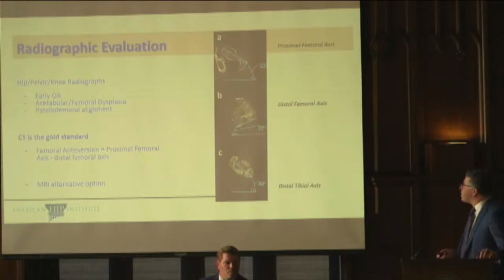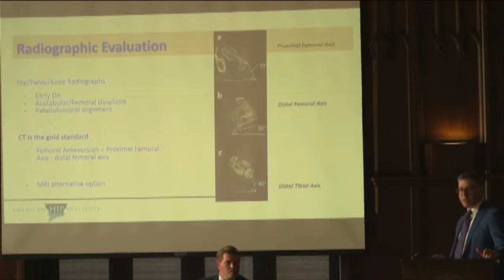On radiographic evaluation, again, for me, it's standing x-rays, bilateral, hip to ankle, so you have a coronal alignment perspective, as well as CT version study, which I consider to be the gold standard, looking at the axis between the femoral neck, the posterior condyles, the posterior border of the tibia, and then the transmalleolar axis.